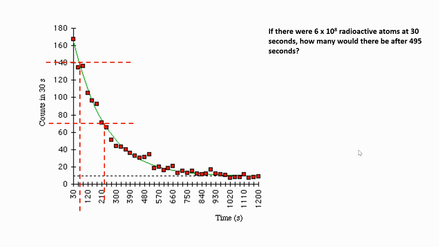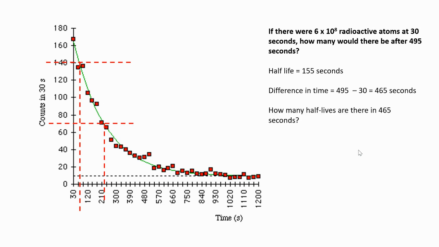Okay, first thing to do, the time that elapsed between 30 and 495 seconds is going to be 465 seconds. How many half-lives are there in 465 seconds? 465 divided by the half-life, which we know is 155, is 3. So 3 half-lives have passed. If 3 half-lives have passed, we'd expect 6 times 10 to the 8 radioactive atoms to halve once, halve twice, halve 3 times.